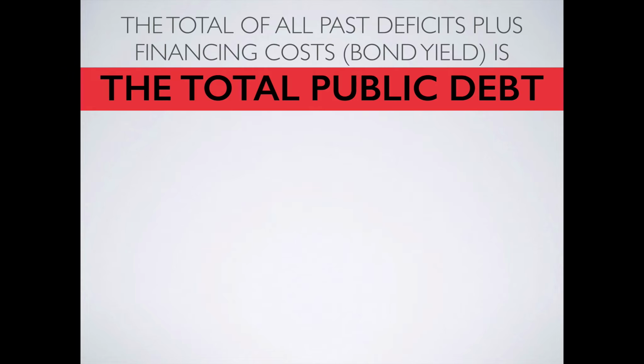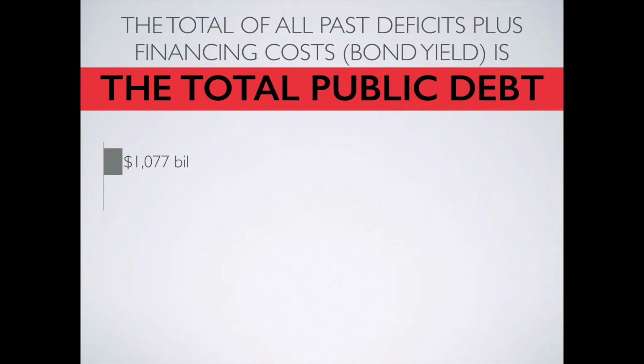Okay, the total of all past deficits plus financing costs, that's the bond yield, is called the total public debt. That's all of the bonds that are outstanding at any given time for the government. And again, this is different from deficits, all past accumulated deficits.